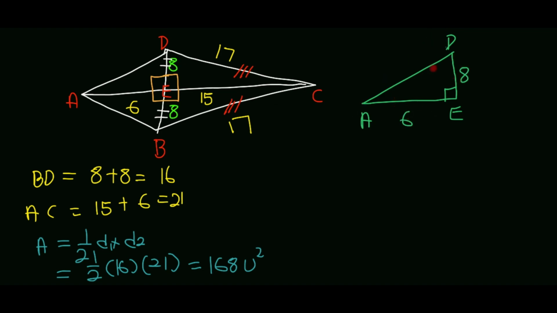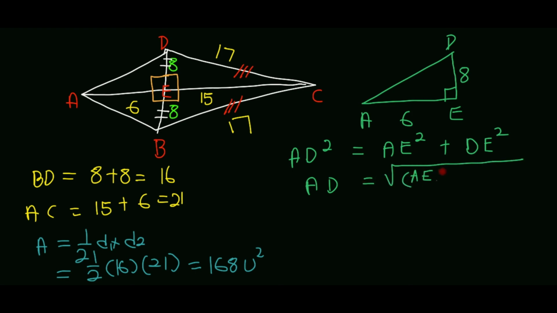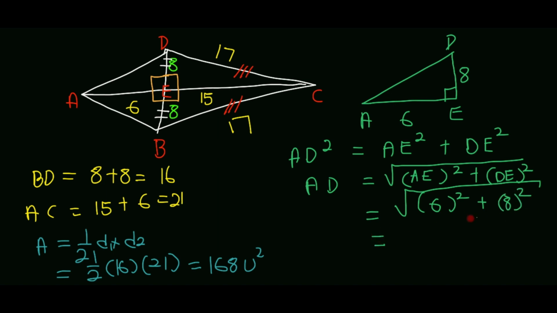So from there we find side AD. So Pythagoras theorem, AD squared is equal to AE squared plus DE squared. So the answer is 10. And then because we know that this one and this one are equal, this is 10, and then also this one must be 10. So finding the perimeter is going to be very easy now.